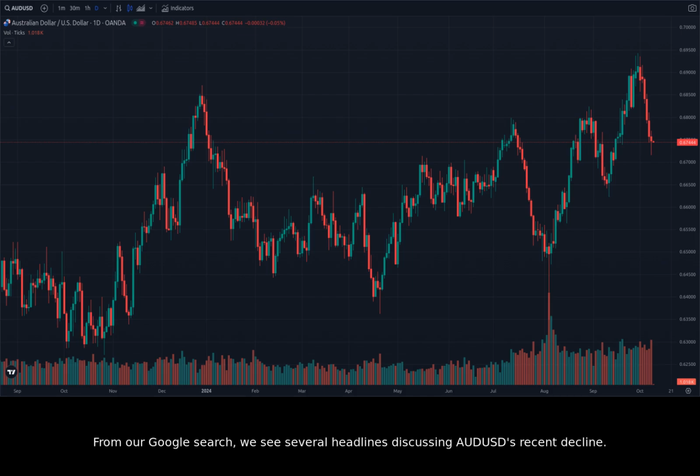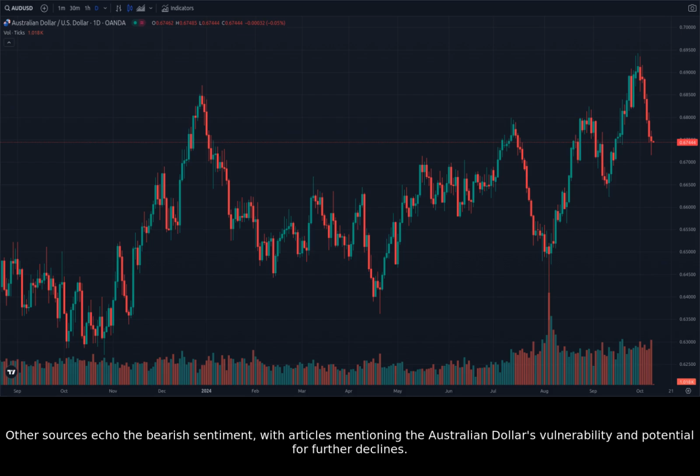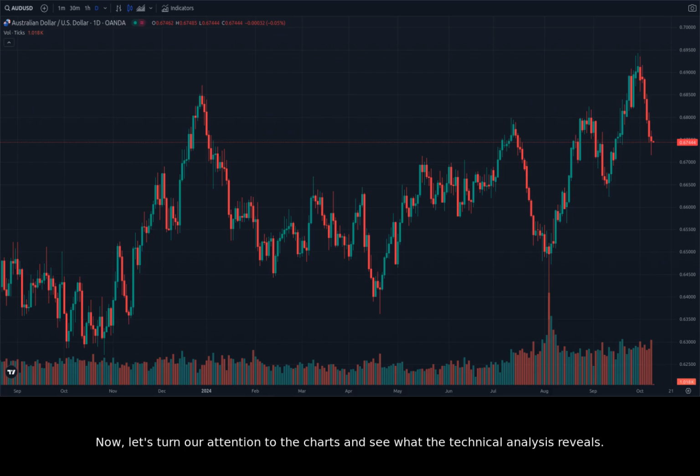From our Google search, we see several headlines discussing AUDUSD's recent decline. A prominent article from FX Street highlights the pair's drop to a fresh multi-week low of 0.7263 last Friday. Other sources echo the bearish sentiment, with articles mentioning the Australian dollar's vulnerability and potential for further declines. Now, let's turn our attention to the charts and see what the technical analysis reveals.